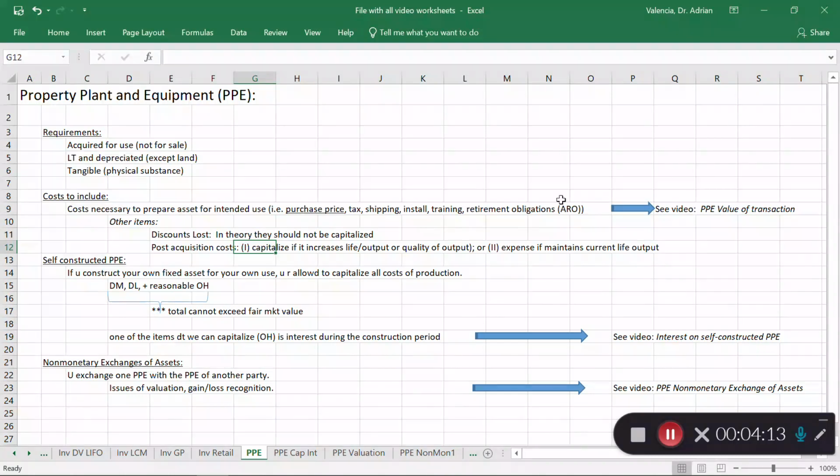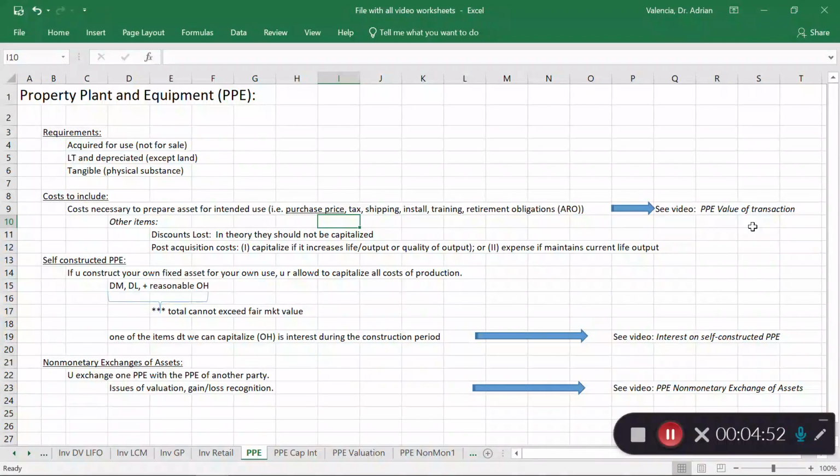I do have a side note here that there's a video on the concept of the value of the transaction. I mentioned here that these are the things you capitalize, any necessary costs. But sometimes it can get tricky, because there are many values that are stated in a transaction. So just to be clear, there's a video that discusses what value I should record for this property, plant, equipment. If you want to see that video, that'll help you understand some of the issues that come up with value in property, plant, equipment.